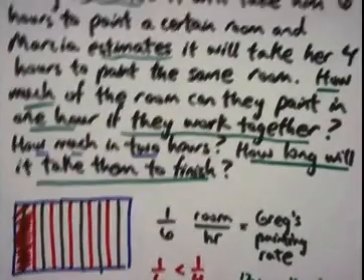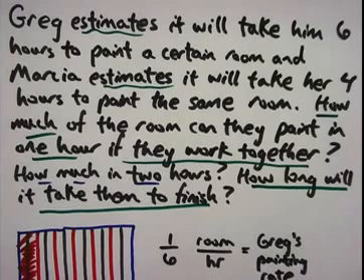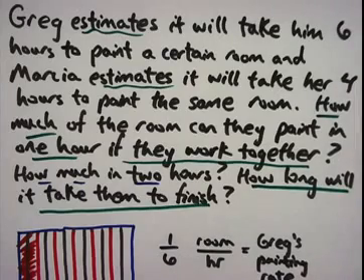We're continuing to look at the example with Greg and Marcia painting a room. Greg estimates it'll take him 6 hours to paint a room, and Marcia thinks she can do it in 4 hours. We looked at how much they can paint in 1 hour, 2 hours, and how long it will take them to finish, just summarizing the answers.